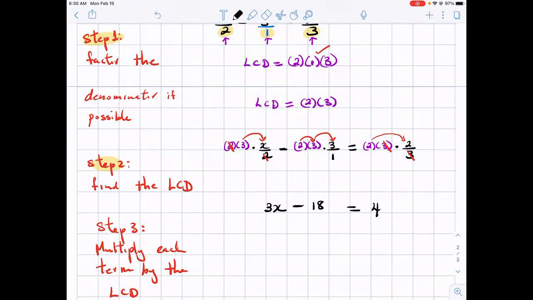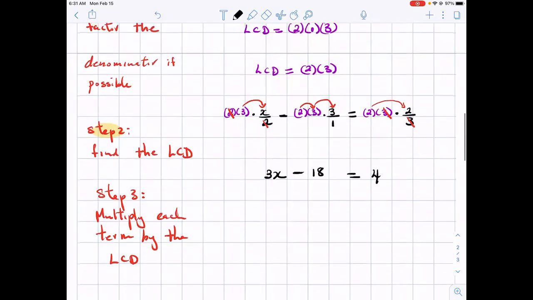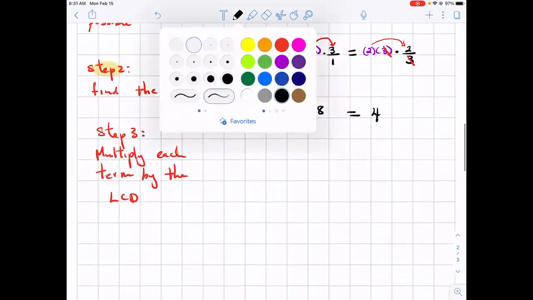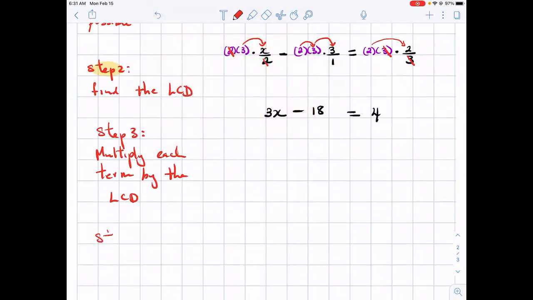And now we have an equation that does not have any fractions. And I know you're much more relaxed now, okay? Because most people, when they see fractions, tend to get nervous. And now you have a problem that doesn't have any fractions. So you can solve now for x. So step 4 is to solve the equation.